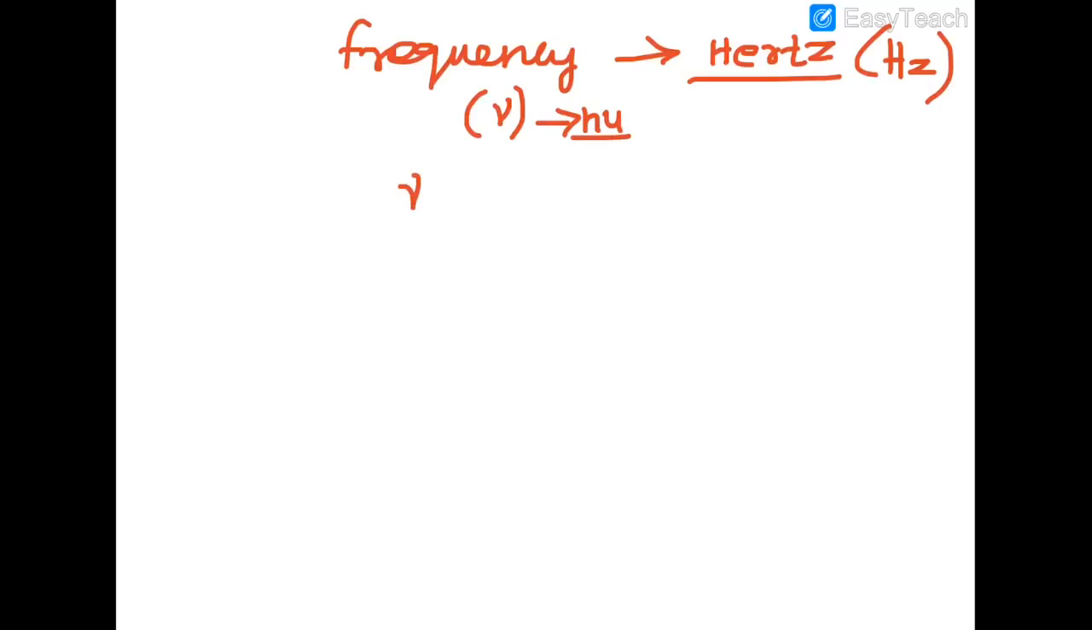What is the relation between frequency and time period? Frequency is equal to 1 by T. Remember, students, this is very important. Frequency is equal to 1 by T.